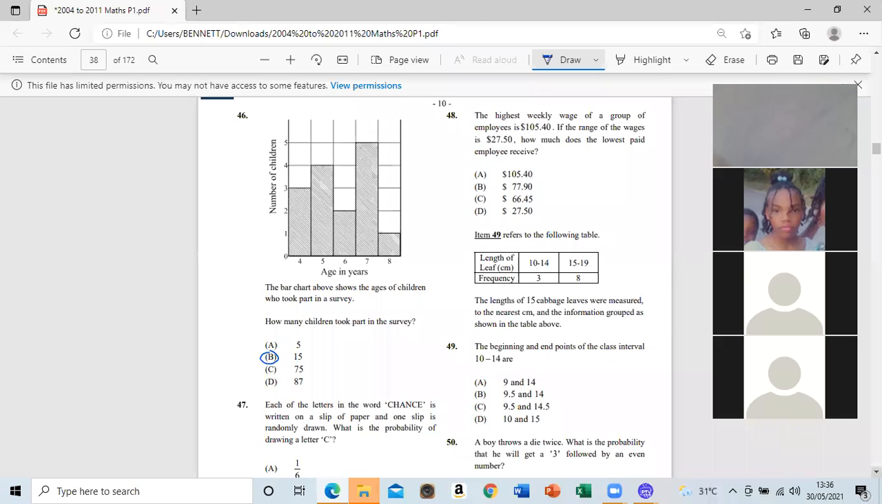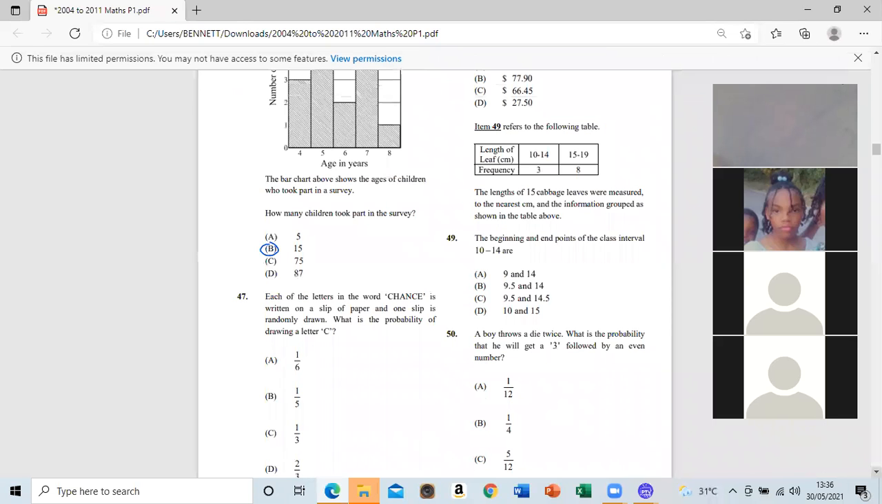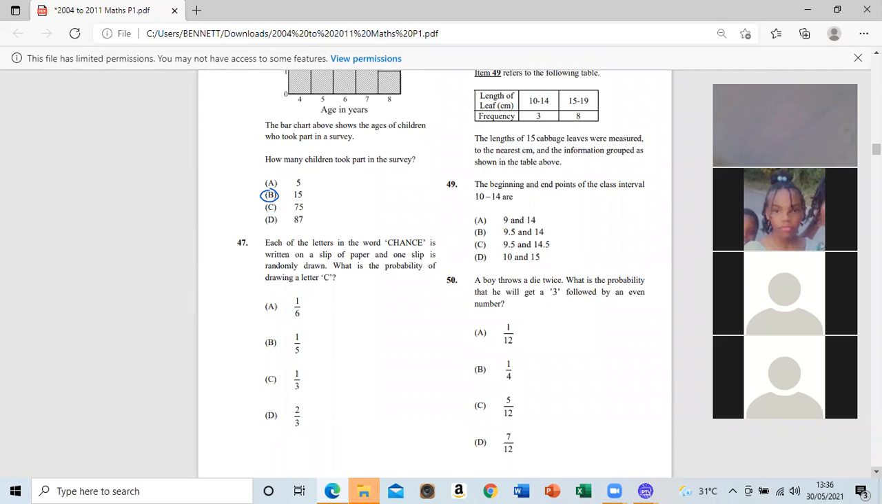I love this one. Each of the letters in the word chance is written on a slip of paper, and 1 slip is randomly drawn. What is the probability of drawing the letter C? Come on, my students. A. A? Why A? Sir, because of 6 letters and 1 C. The 2 C's in chance, guys, you know, out of 6. So 2 out of 6.